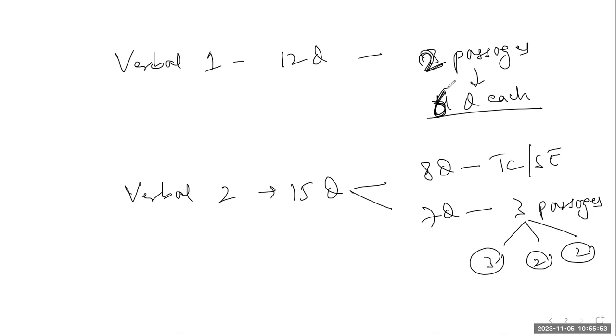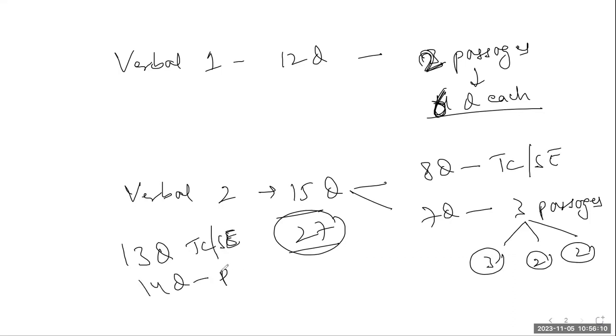But generally, if the total number of questions is 27, then they will spread it in such a way that around 13 questions would be from text completion and sentence equivalence, and around 14 questions would be from RC. So 8 questions, I think, will not work. They will give you around 12 questions over here, and then 3 questions over here. They can give you 3 passages and ask one question each. That's possible. So all kinds of permutation combinations are possible.